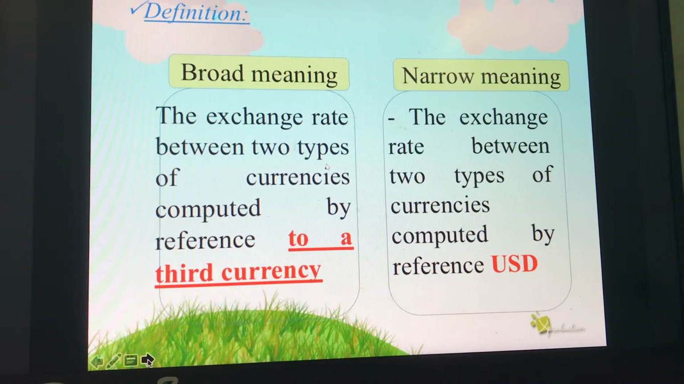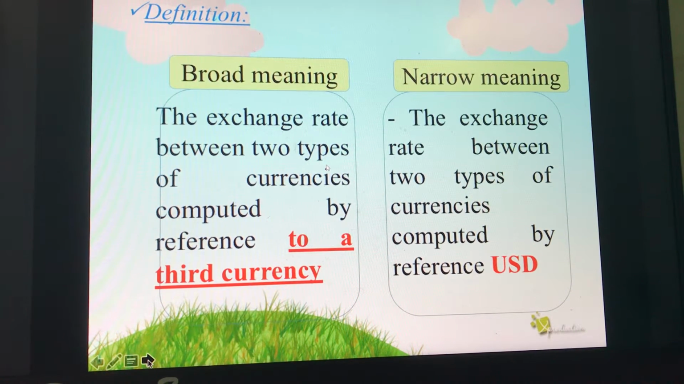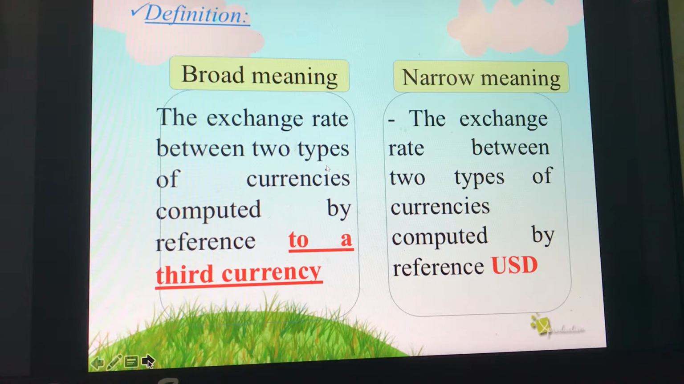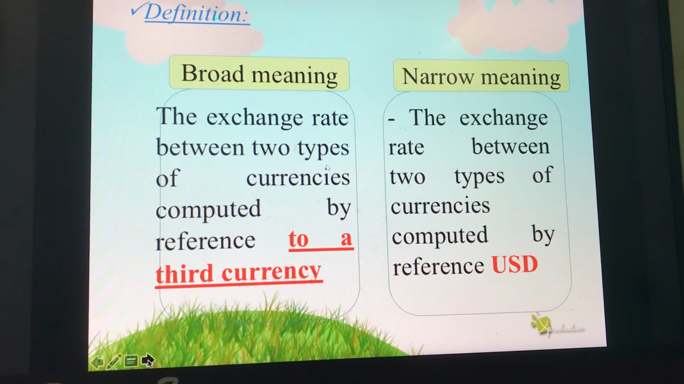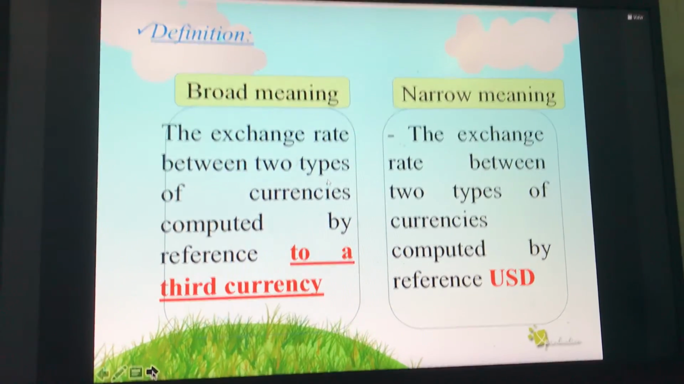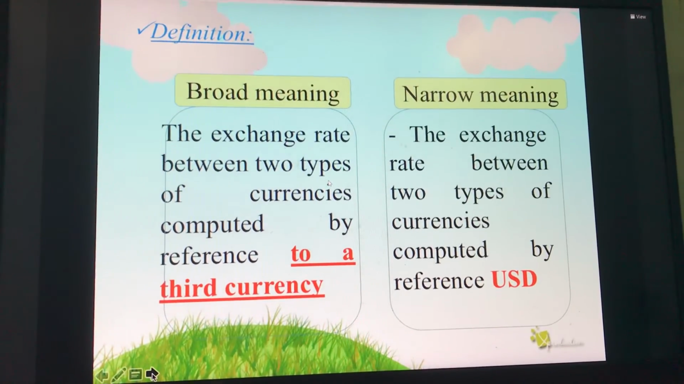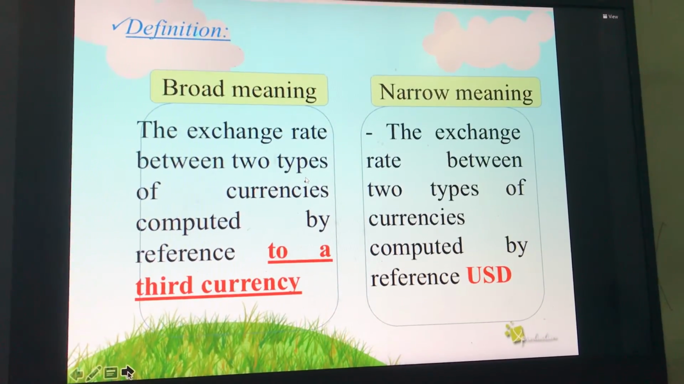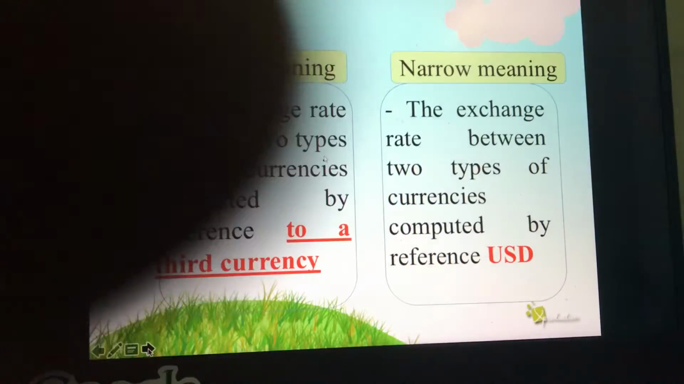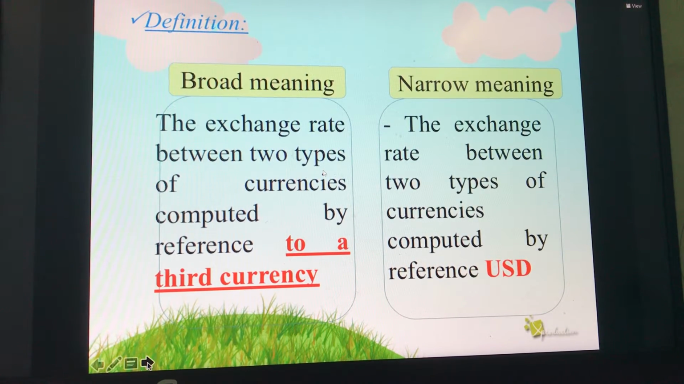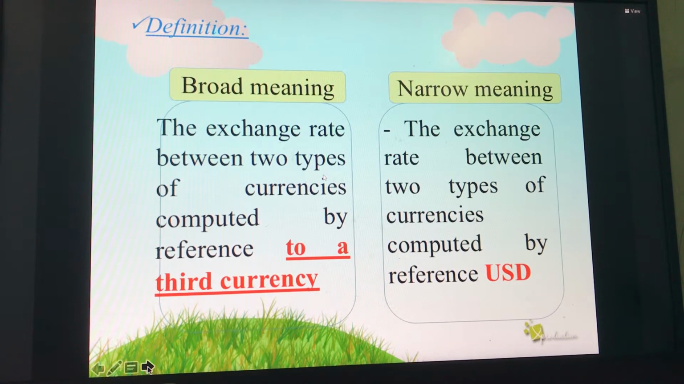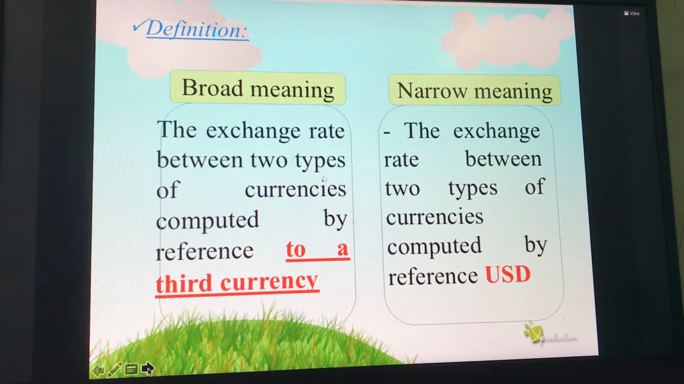In a broad meaning, the gross rate is the exchange rate between two types of currency computed by reference to a third currency. Third currency means any currency. But in the narrow meaning, the gross rate is the exchange rate between two types of currency computed by reference to USD. So usually we focus on the narrow meaning of the gross rate.